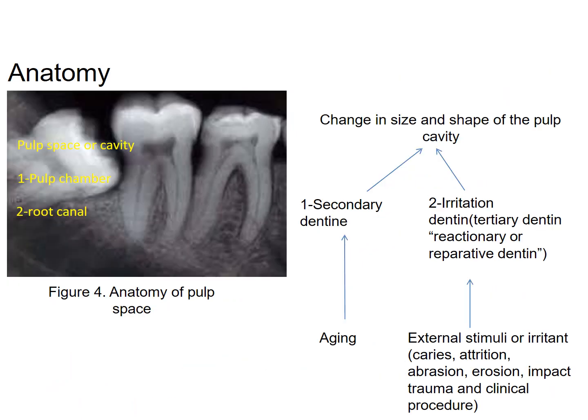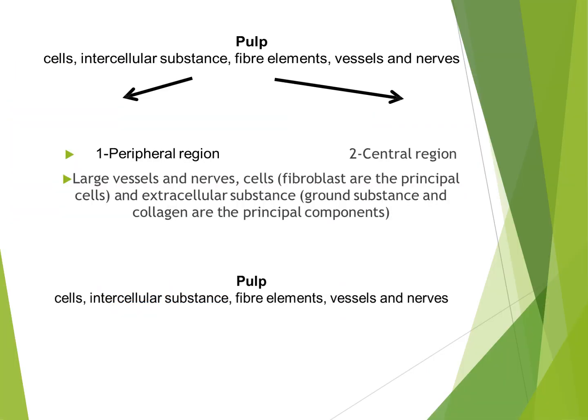So, anatomy. We know the tooth is composed of enamel, dentin, and the pulp, and the pulp has an important function in defending the tooth structure. The pulp is composed of cells, intercellular substance, fiber elements, vessels and nerves. It has peripheral and central regions, and it contains mainly cells, fibroblasts and collagen fibers.